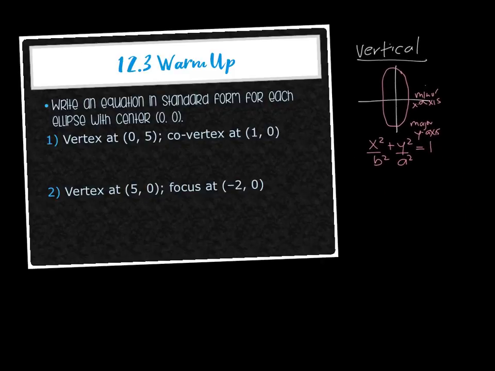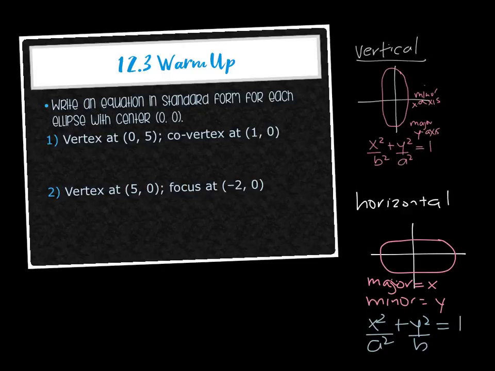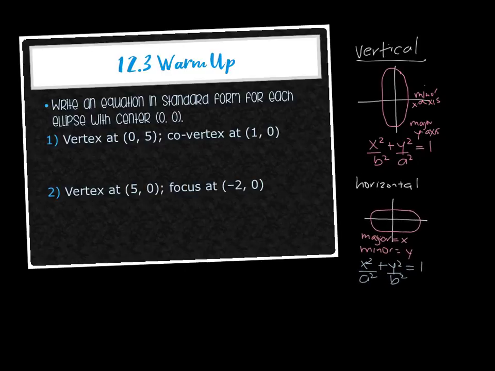If it's a horizontal ellipse, then it's wider than it is tall. Okay, the major is now the x, and the minor axis is the y. And this time, the a squared goes under what? Good, under the x.